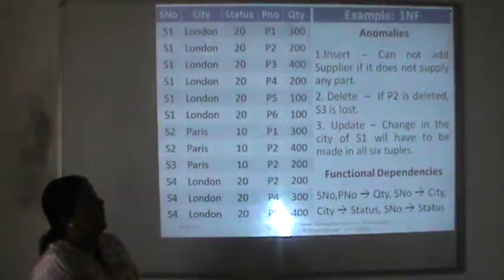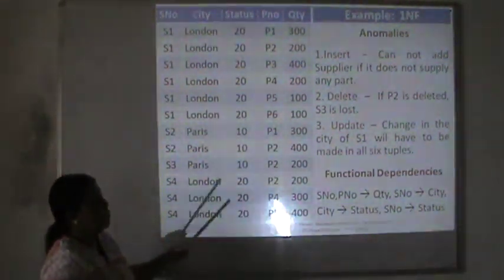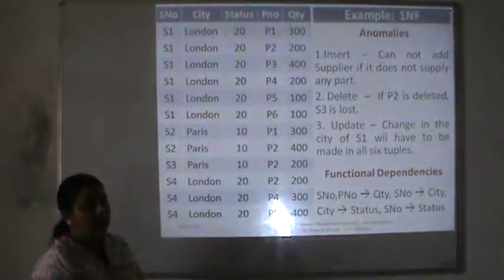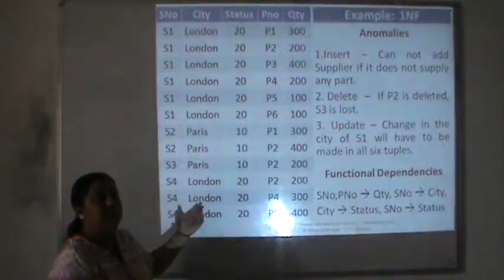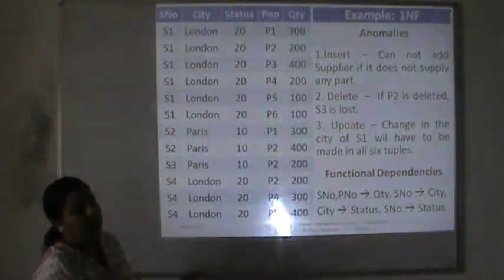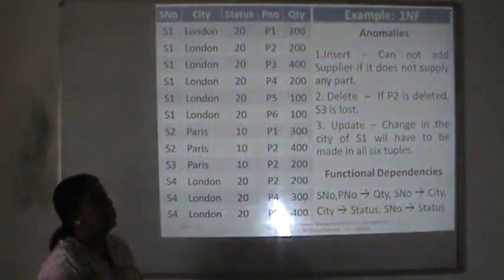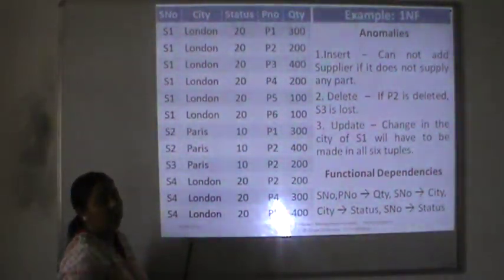It is difficult or time consuming to update the data. If we delete some data, there are possibilities of information loss. There is a lot of repetition, and also it is difficult to add certain information into this normal form.